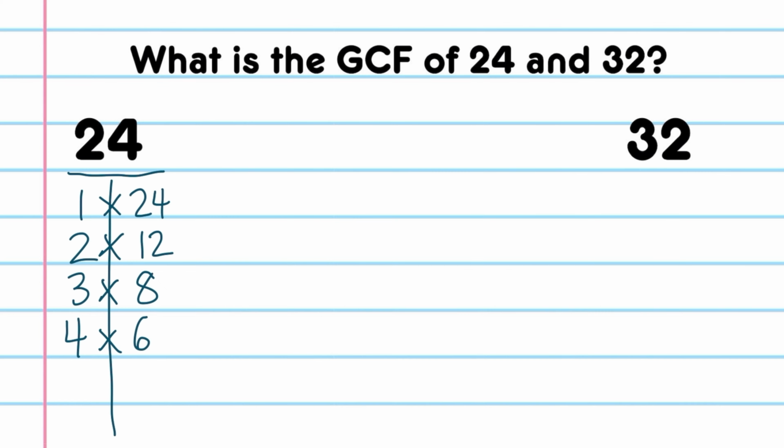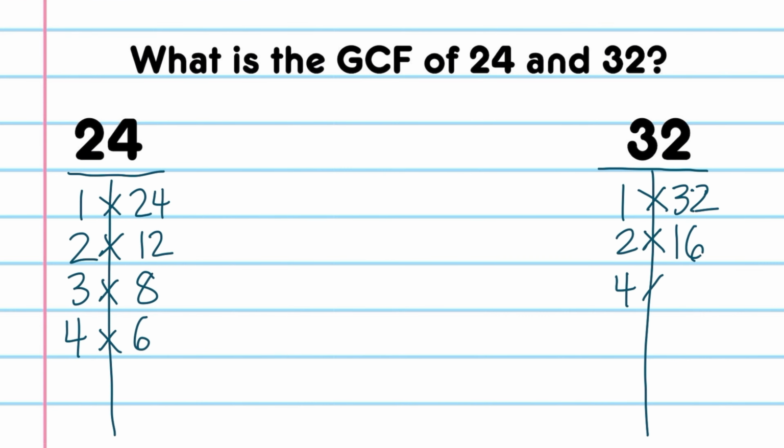We're going to do the same thing for 32. I know that 1 times 32 is 32. I know that 2 times 16 is 32. I know that 3 doesn't go into 32, but 4 does. 4 times 8. 5 doesn't go into 32. 6 doesn't go into 32, 7 as well. So I know that we've already written that last factor 8, so we don't have to write 4 times 8 again or 8 times 4. So I'm going to look at the factors.